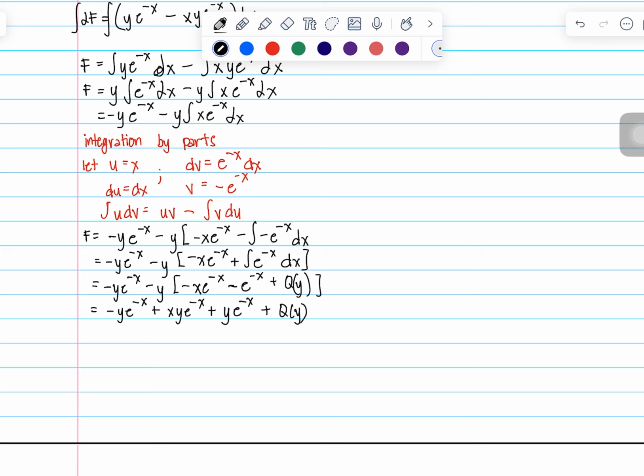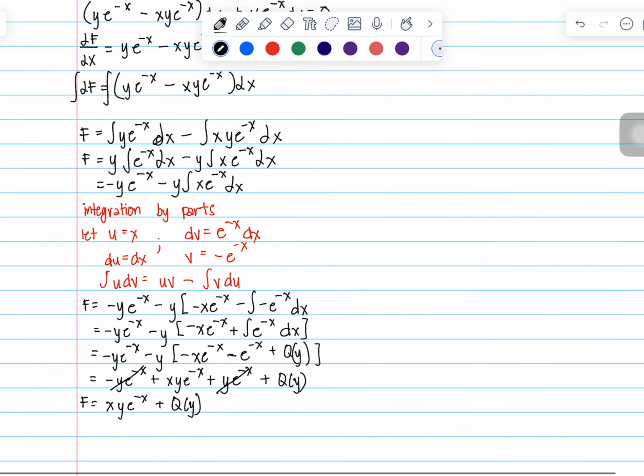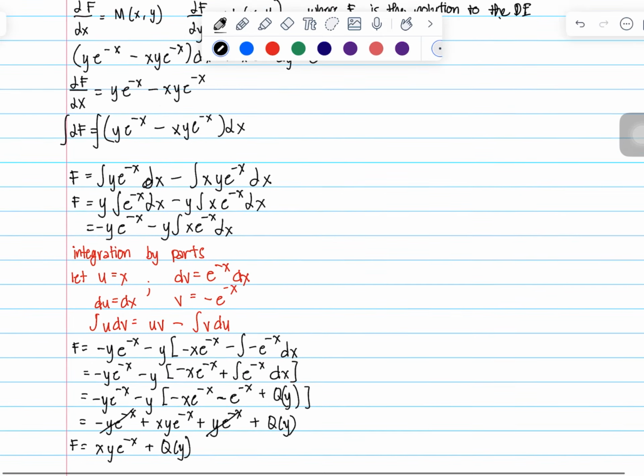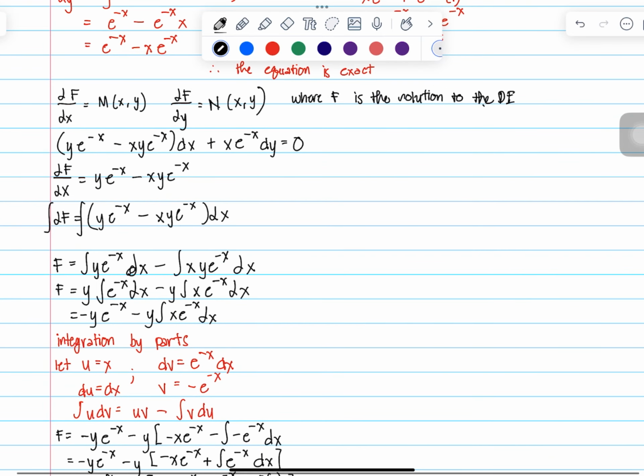So as you can see, there are like terms. We have y times e to the negative x and negative y e to the negative x. So that cancels out. So your f is x y e to the negative x plus q. Okay. So that's your first. How about the second one? All right. So what is the second one?